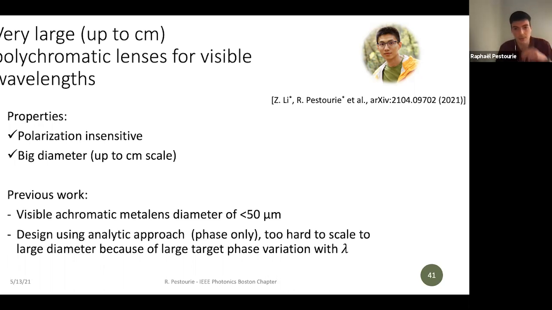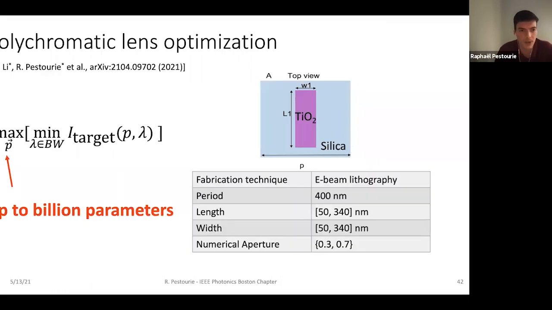So it was like up to 50 microns. And the reason is that the design approach didn't really scale well for bigger diameters, because then you have too big of a phase variation and it doesn't really work. So we set it up as an optimization problem of inverse design. And of course, here there was a lot of legwork because now we have 3D Maxwell's equations. So we had to do that, and now we want to find a structure that has up to 1 billion parameters that maximizes the minimum intensity for multiple wavelengths in a set of wavelengths.